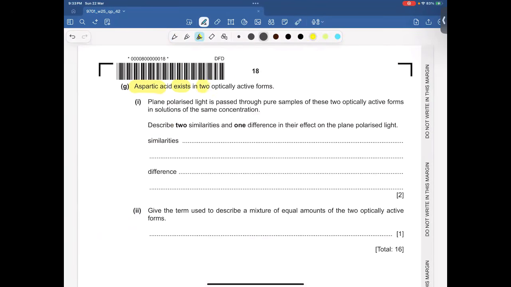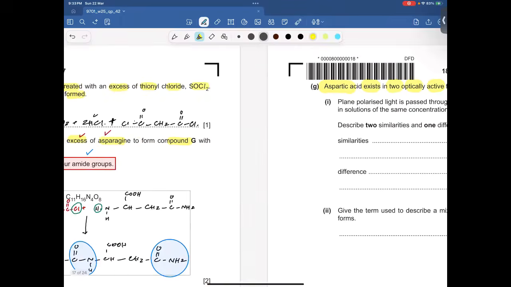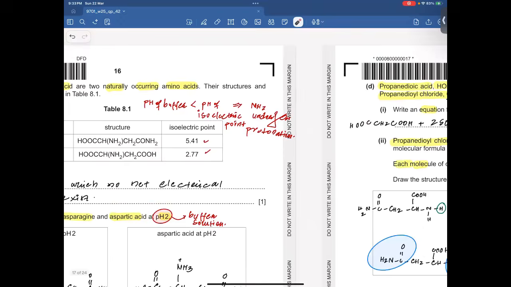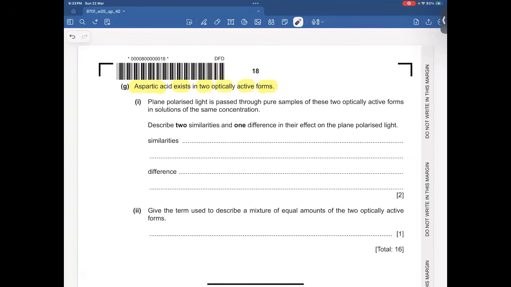Aspartic acid exists in two optically active forms. By the way, aspartic acid is this, and this carbon is a chiral carbon because this is the first group, this is the second group, this is third, and this whole thing is the fourth group. So aspartic acid has a chiral carbon atom, which means it is an optically active compound, and all optically active compounds can rotate plane polarized light. As a result, two optically active forms in solution with the same concentration.